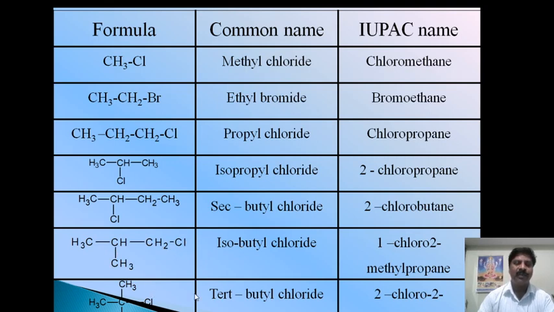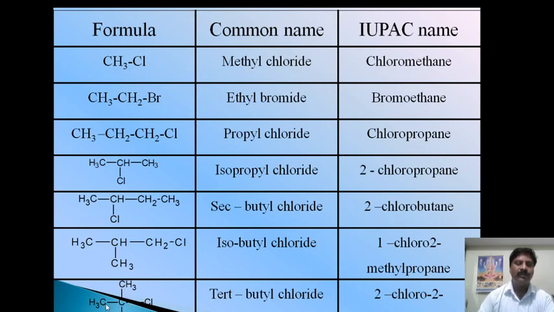Another example I quote here is tertiary butyl chloride. Here the tertiary carbon atom is surrounded by 3 methyl groups and 1 halogen group, therefore it is called tertiary butyl chloride. And for the IUPAC name, you have to select the longest possible carbon chain. Here the numbering is 1, 2, 3, or 1, 2, 3.